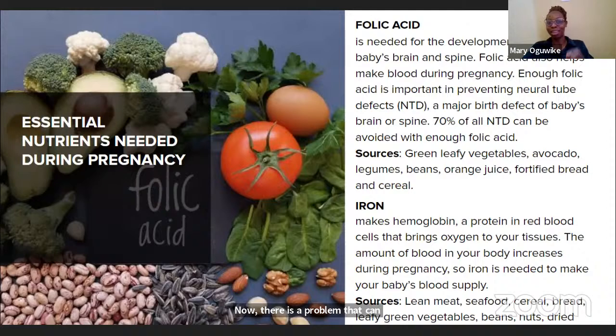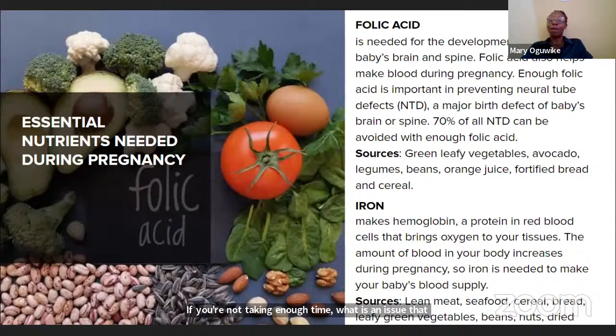And I'd like someone to type on group chat, what is that problem that can occur if someone doesn't take in enough iron during pregnancy? Or even after pregnancy, if you don't take in enough iron, what is an issue that can occur? Someone said anemia. Thank you very much. Someone has already answered. Thank you. Someone put question mark. Yes, anemia.